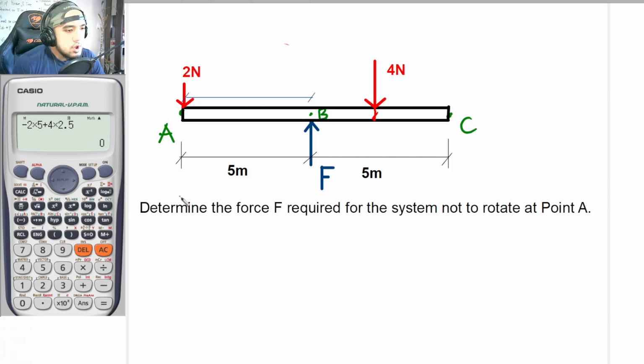So in this example, we would now be determining the force F required for the system not to rotate at point A. So if this is now to be point A, we will be getting the moment here, and we will now be searching for force F for this particular system not to rotate. So for it not to rotate, the summation of moments about A should be equal to 0. So with that, I will now be getting the torque of all of these forces, and I will now be equating it to 0. Okay, so for the first one, this 2 Newton force, once again, torque is equal to force times lever arm.